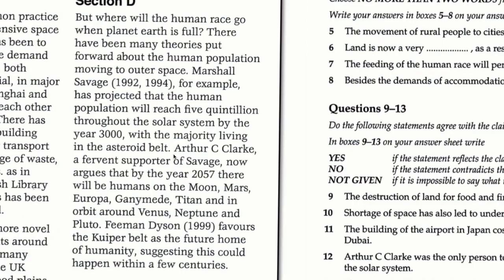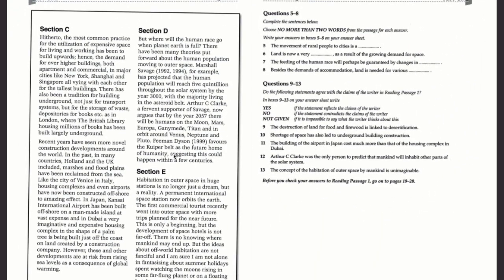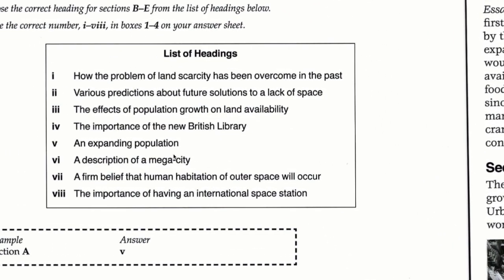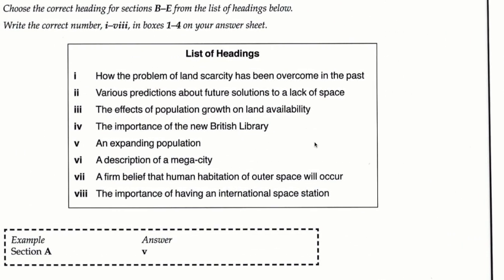Hence, let's quickly shortlist those headings which describe future. So by having a glance on these headings, we can see there are only two headings which describe future. First is the second, various predictions about future solutions to a lack of space. Another one is 7, a firm belief that human habitation of outer space will occur. Now your answer will be either second or 7th.